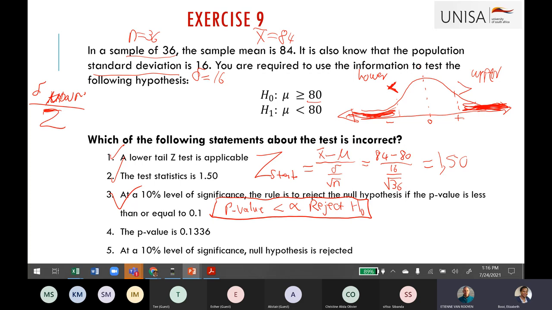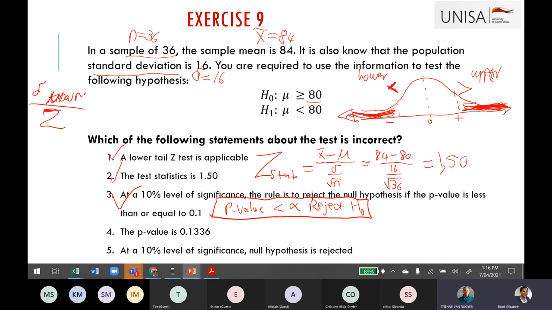Because all they're doing there is just repeating the rule to say if our alpha, which is 10%, at this point we know what our alpha is, and the p-value that we're going to get is less than the value of alpha, are we going to reject? And that is the rule. That's correct, the way they stated the rule.